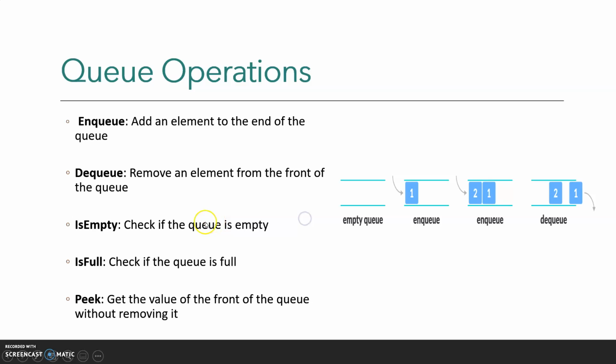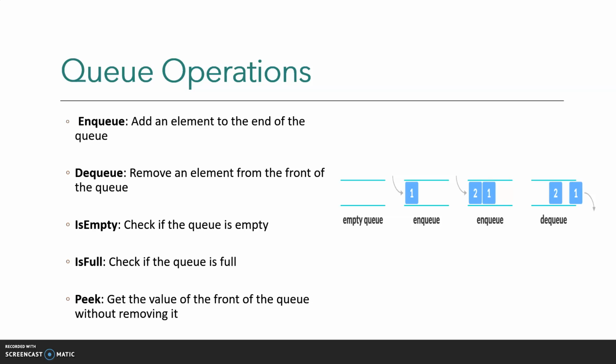So now let's see what the queue operations are. In a queue, there are two main functions or operations. One is enqueue and the other one is dequeue. Enqueue adds or inserts an item to the queue from the rear end, and dequeue removes an item from the queue from the front end.